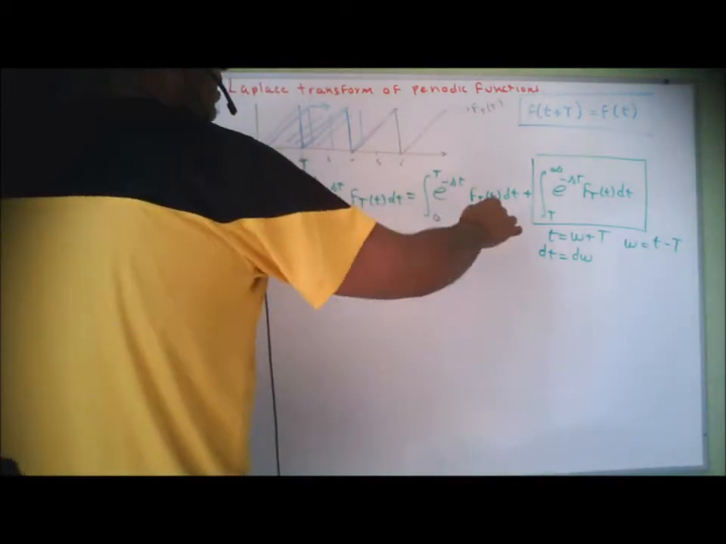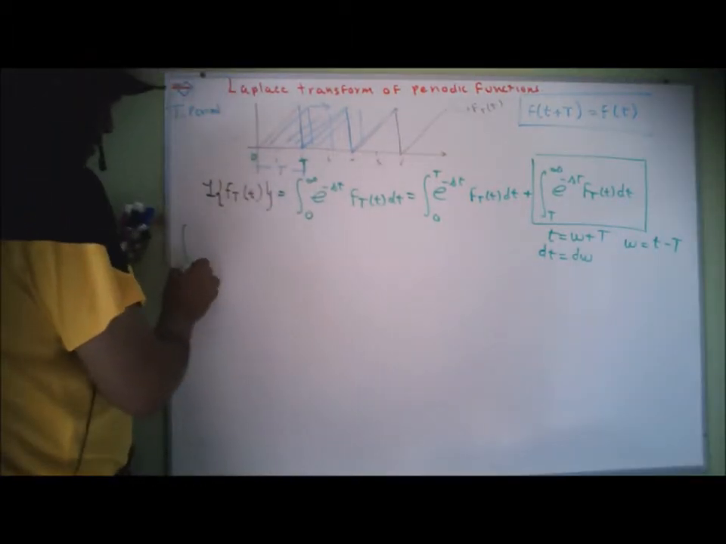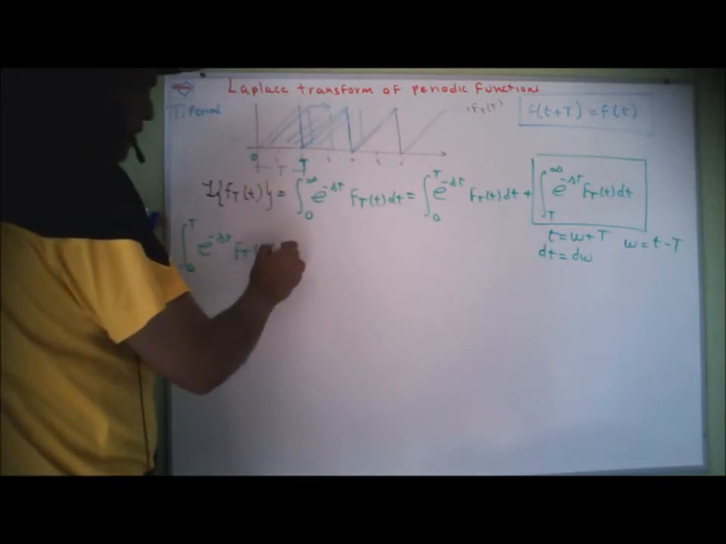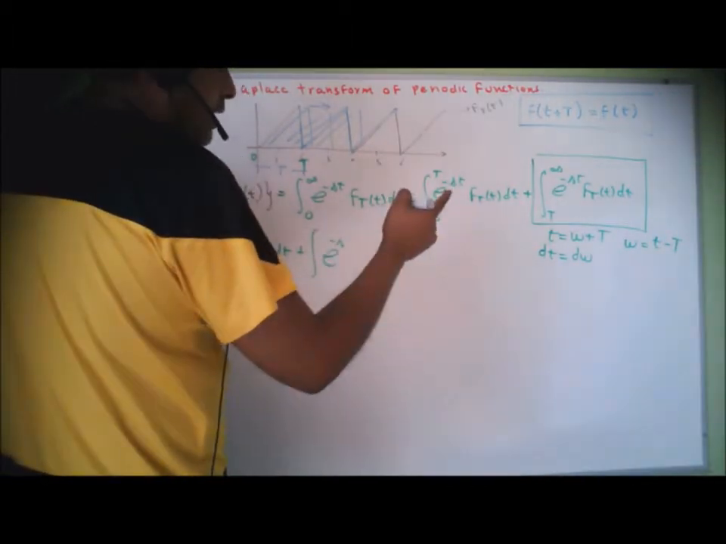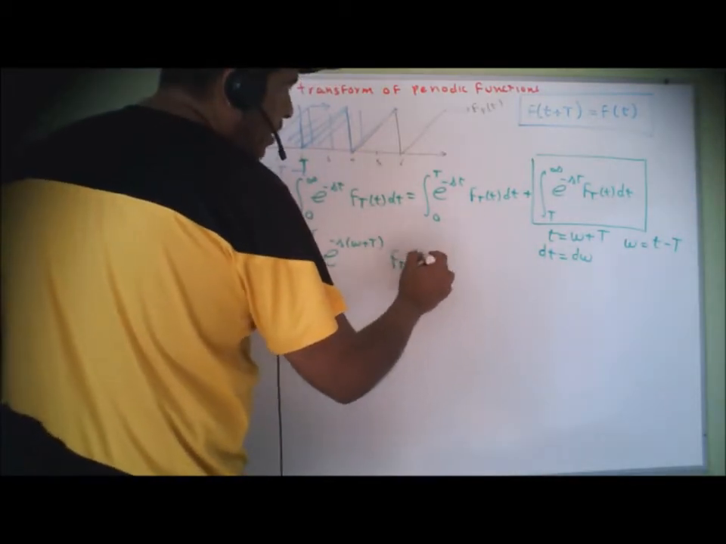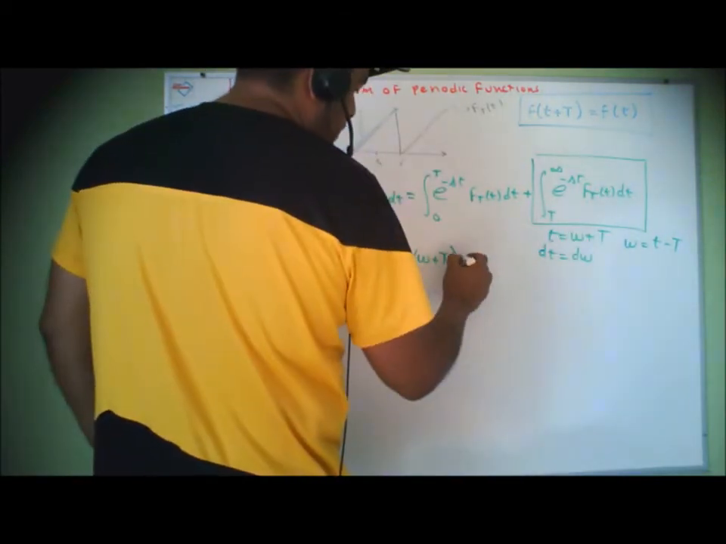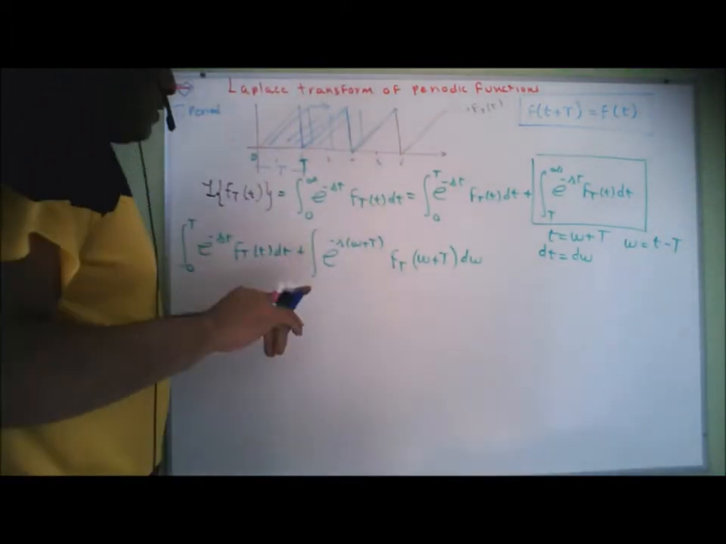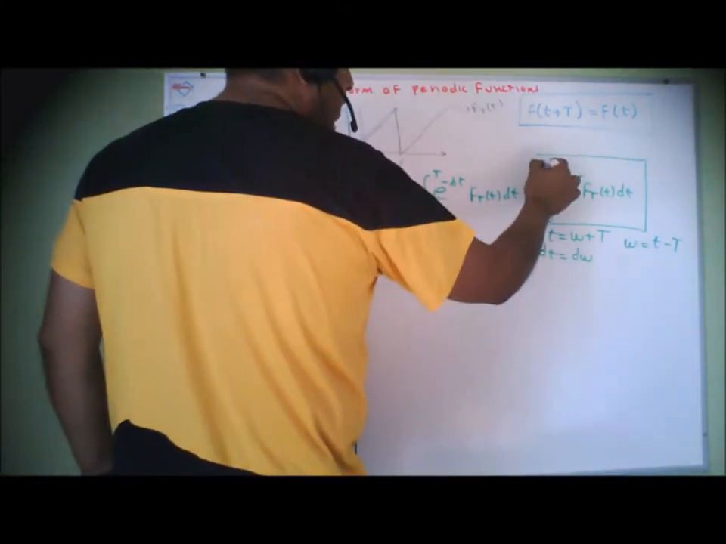In the first integral, we don't change anything. What we are going to change is the second integral. So I'm going to rewrite the first integral from 0 to capital T of e to the minus st, the periodic function of t, dt, plus the integral. Now let's do the variable change here: e to the minus s times (w plus capital T), and then f of (w plus capital T), and dt is going to be dw. Now, be careful because you also have to change the limits of integration. Now, this is t equal to capital T, and this is t equal to infinity.